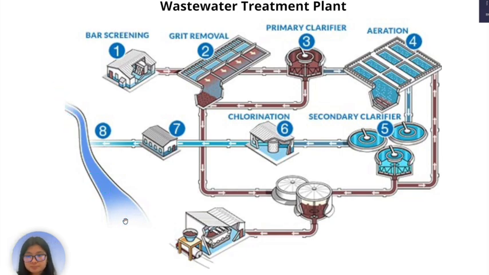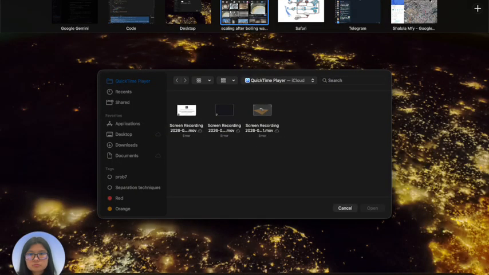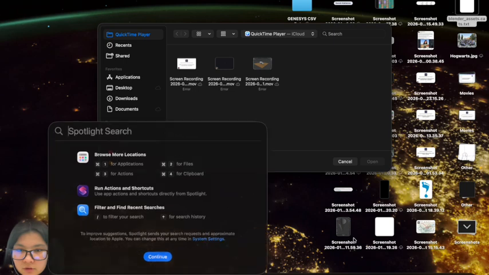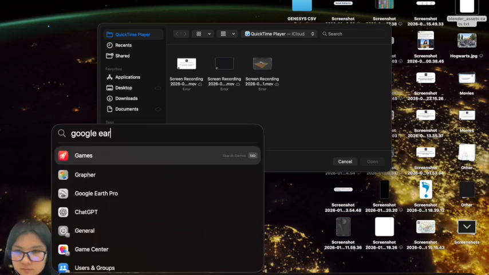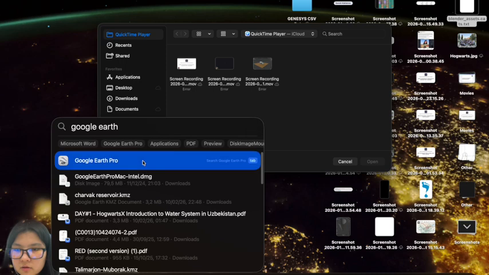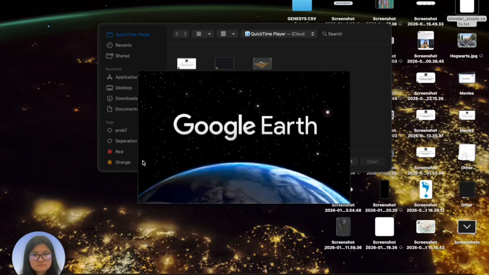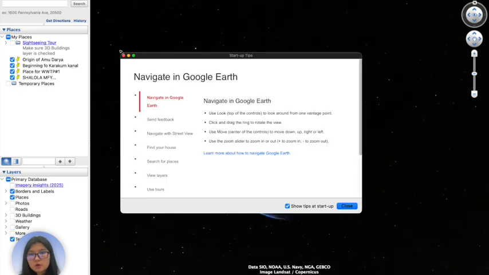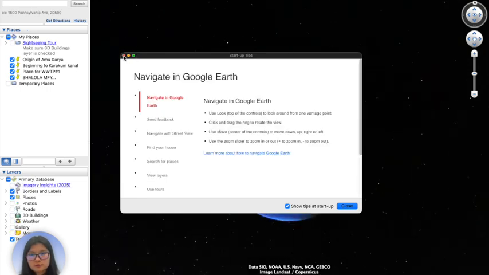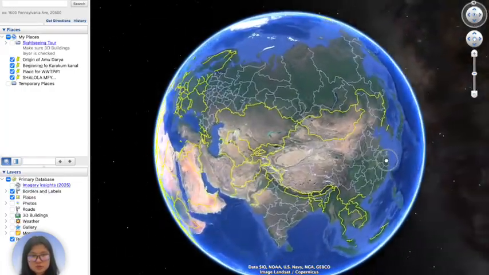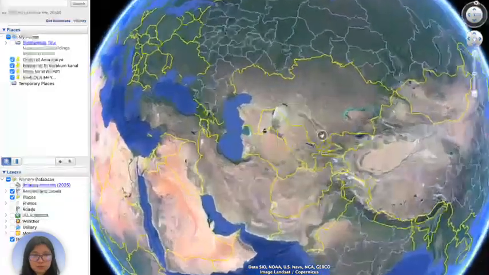So for example, let me show you. Google Earth Pro. I love Google Earth Pro. Hopefully you love it too by now. It's such a cool tool. I'm so happy I learned to use it, really.